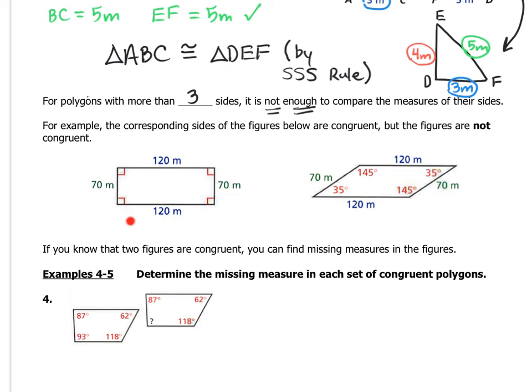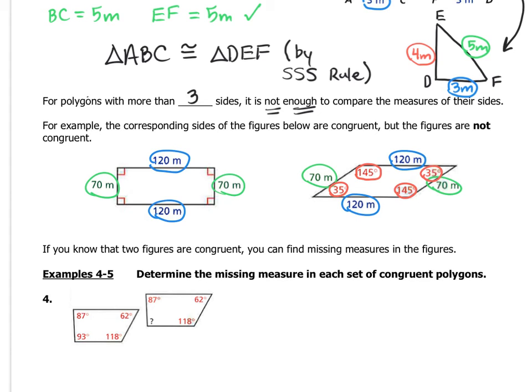In this figure here, we have a rectangle, and we see that its top and bottom sides measure 120 meters, and the left and right sides measure 70 meters. In the figure on the right, we have a parallelogram, and even though the tops measure the same, 120 meters, the bottoms measure the same, 120 meters, and then the left and the right sides measure the same, 70 and 70. These are not congruent figures because the angles are different. In the rectangle, all of the angles are 90 degrees, but in the parallelogram, we don't have 90-degree angles. We have 145 here and here, and 35 here and here.